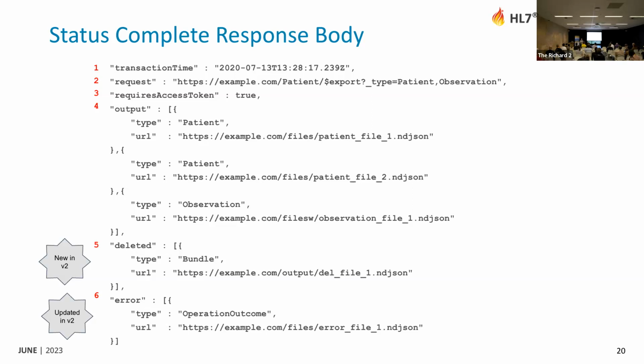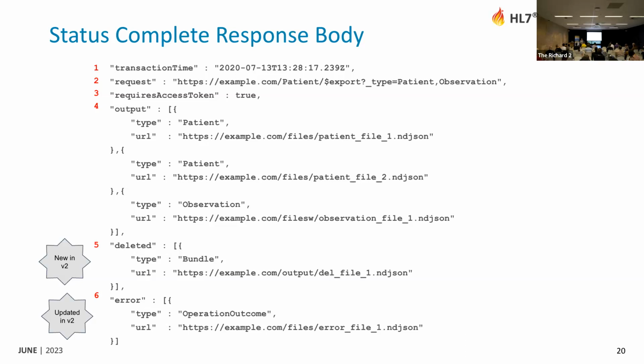So here we have 2 patient files. Some servers will return very few, very large files, and some servers will return more, slightly smaller files. So it's up to the client to be able to handle multiple files per resource type, with different numbers of resources per file.